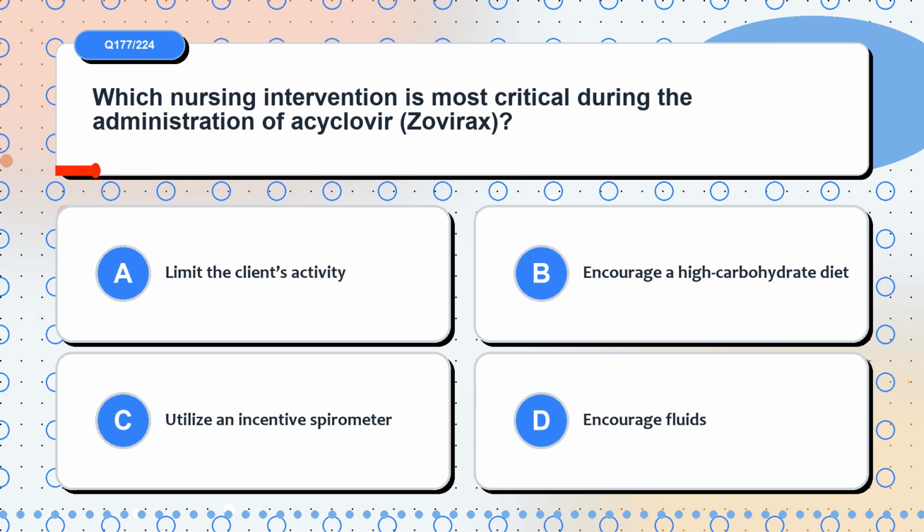Question 177. Which nursing intervention is most critical during the administration of acyclovir, Zovirax? Here are the options. Option A. Limit the client's activity. Option B. Encourage a high-carbohydrate diet. Option C. Utilize an incentive spirometer. Option D. Encourage fluids.